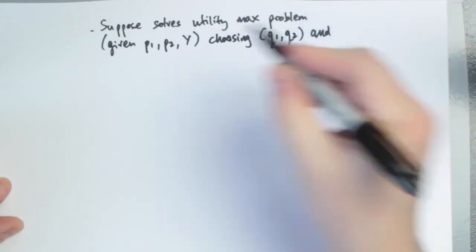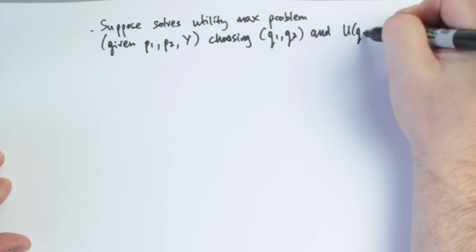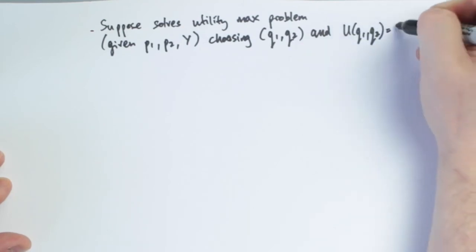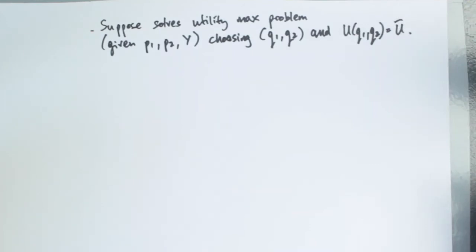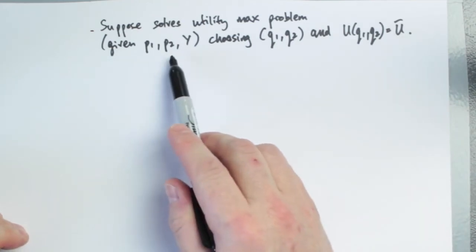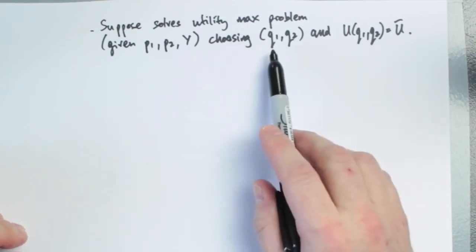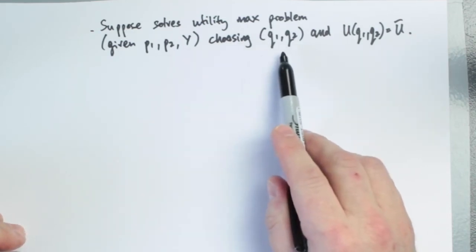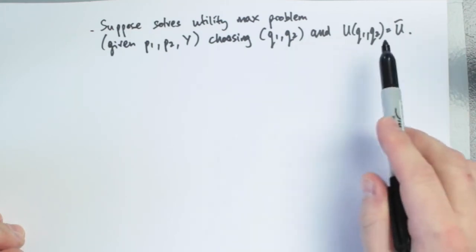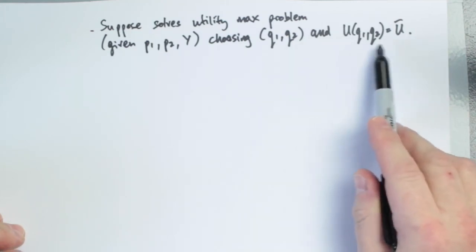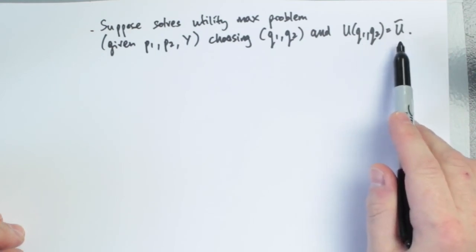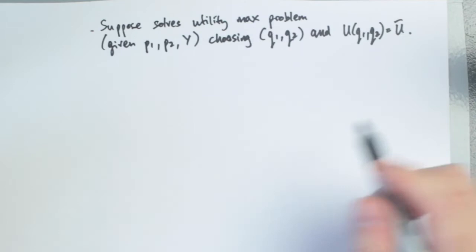And let's suppose that the utility of Q1 and Q2 is equal to U with a bar on top, so U bar. Okay? So the consumer faces a utility maximization problem: find the most preferred bundle of goods, given prices P1 and P2, and given income Y, so we have to choose an affordable bundle of goods. They solve this problem by choosing this bundle Q1, Q2, and it just so happens that the utility of that bundle, let's just denote that U bar. Okay, so nothing major so far.